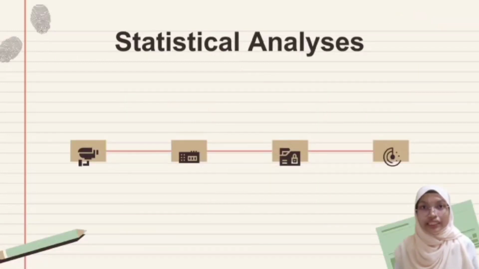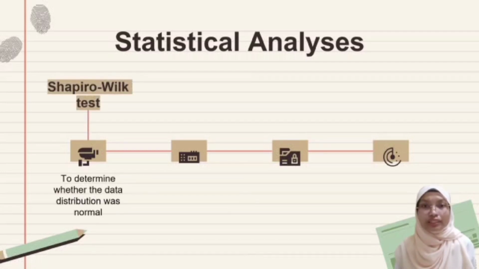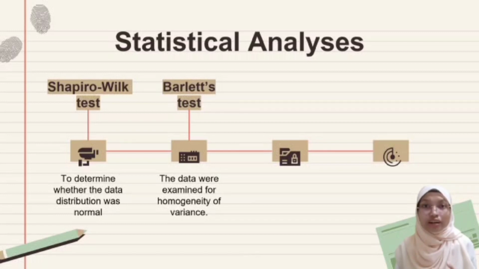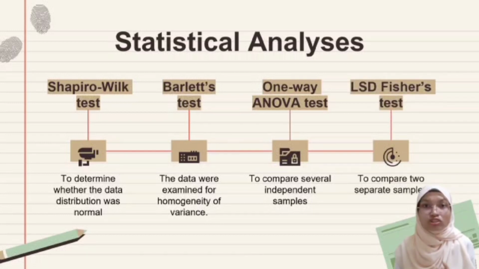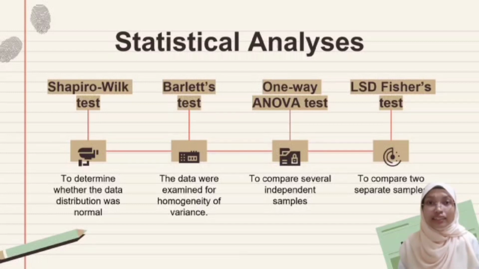In this experiment, the data were represented using statistical analysis by describing a measure of central tendency and a measure of dispersion. The Shapiro-Wilk test was used to determine whether the data distribution was normal. Using Levene's test, the data were examined for homogeneity of variance. The one-way ANOVA test was used to compare several independent samples because the data had a normal distribution and equal variances. Lastly, Fisher's LSD tests were performed to compare two separate samples. The statistical significance level was set at p equals 0.05.